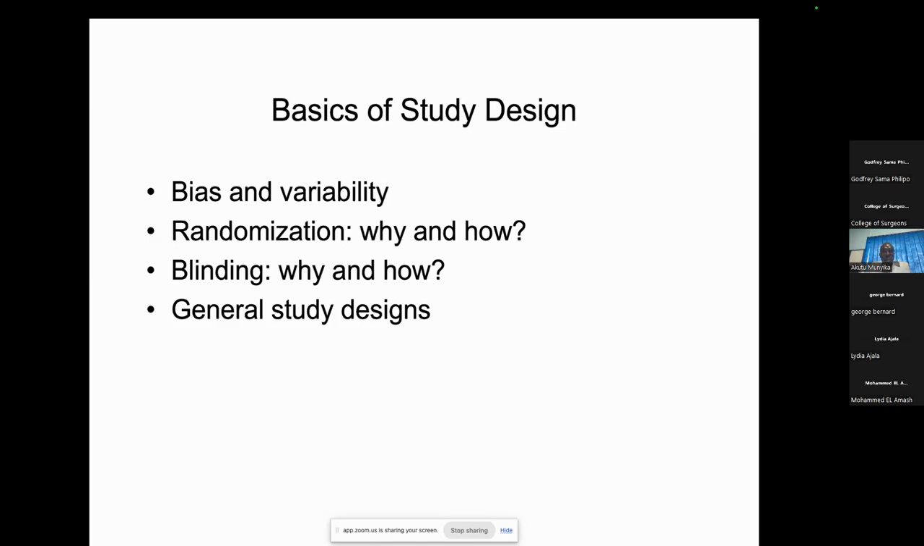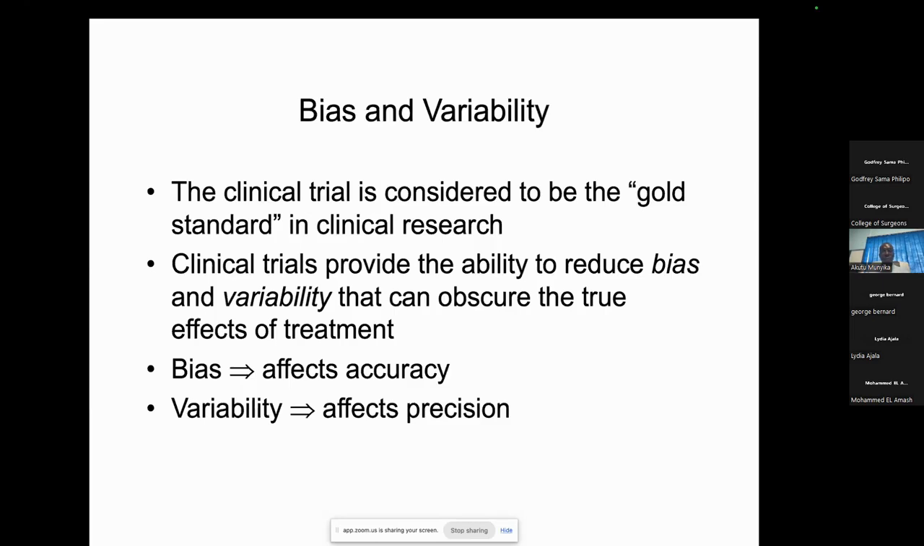randomization. Why is randomization important? How do we randomize? What about blinding? Patient blinding, researcher blinding, clinician blinding. Why is it important and how? And then we'll look at a few general study designs that could help us when we design our study in surgical clinical research.